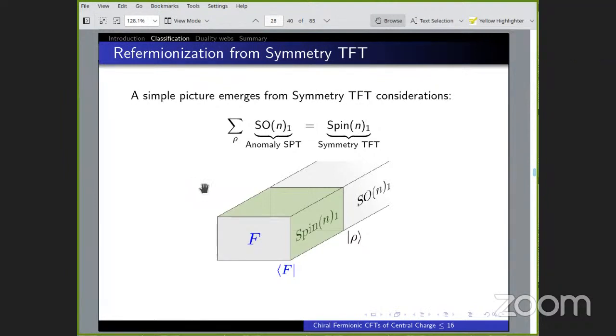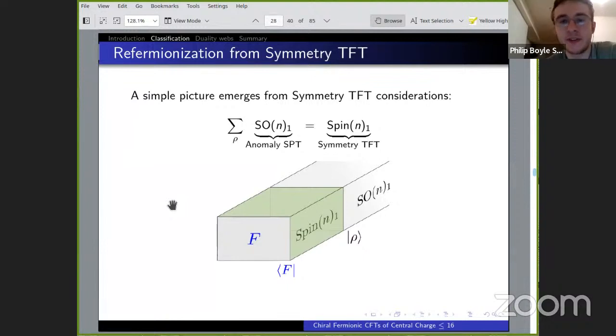Sorry, I have a question. Do you need to specify the boundary on the other side, the SO(N) level one? I've deliberately not specified it because that's exactly the point. It's anomalous, so this thing has to continue or end on another anomalous theory. So I haven't. But that's okay.